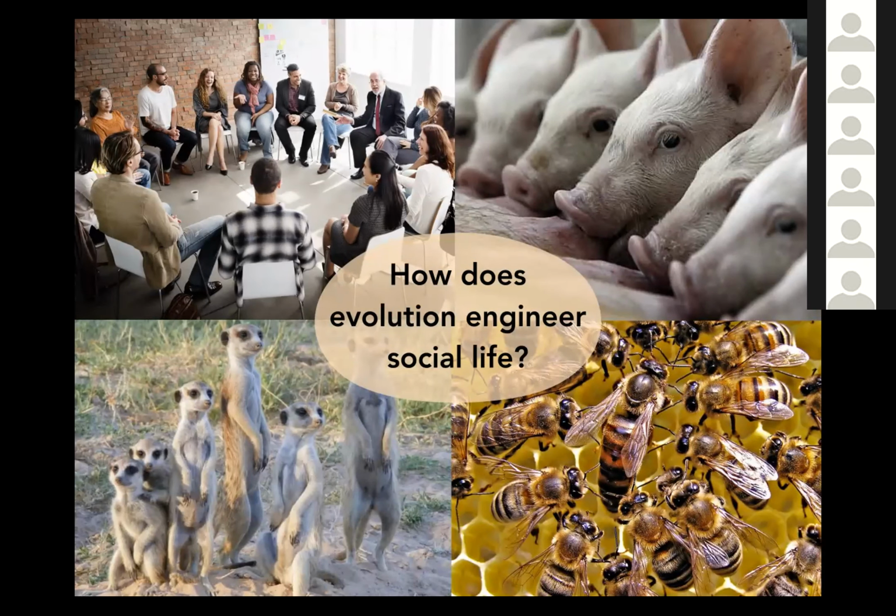Okay. So how does evolution engineer social life? How does evolution build a system where we can see multiple individuals interacting dynamically and making decisions over a distributed network? And today I'm going to tell you about one such system, in particular using social insects and socially exchanged fluids.